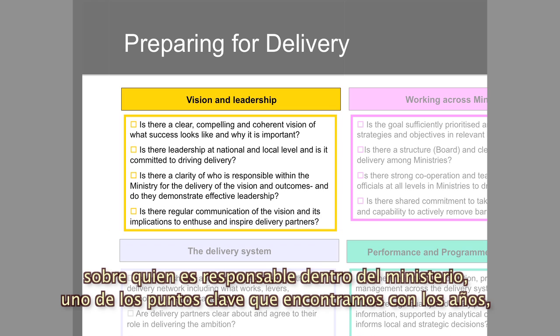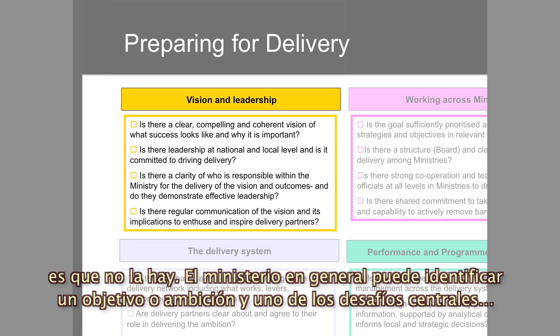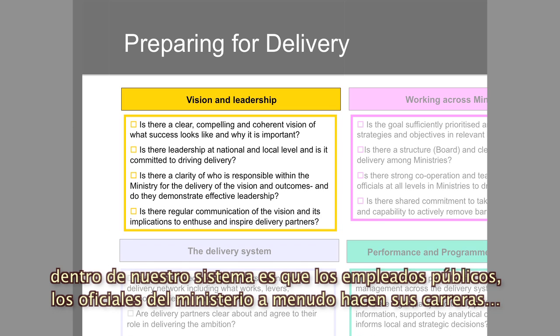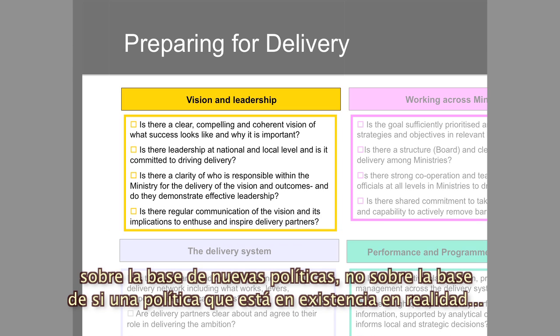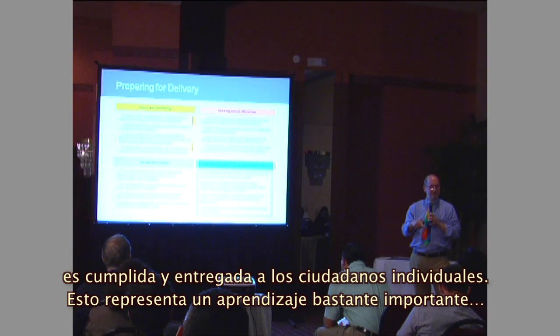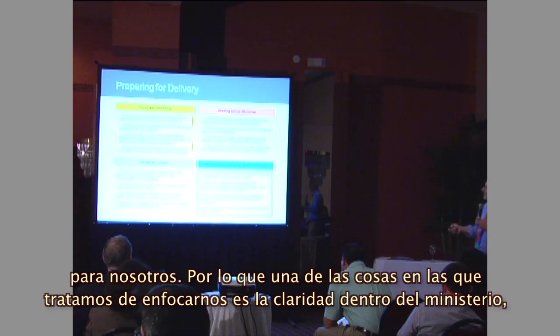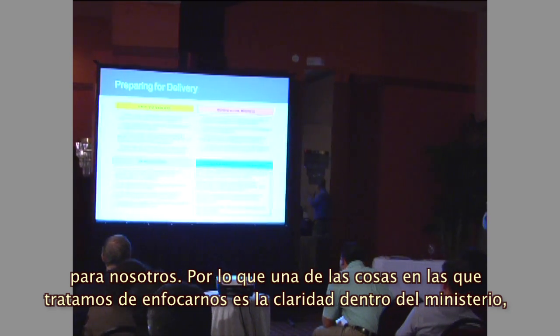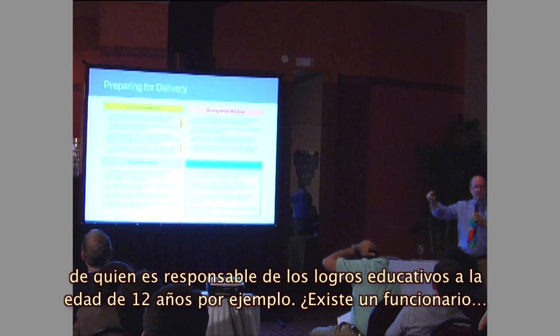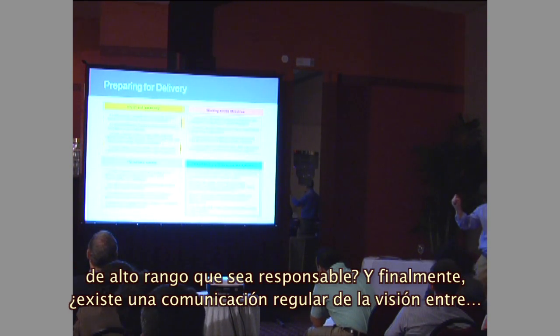All right? One of the key issues that we've found over the years is there wasn't. The ministry as a whole would identify an ambition, and one of the central challenges within our system is that civil servants, the ministry officials, very often make their careers on the basis of new policy, not on the basis of whether or not a policy that's been in existence is actually delivered to individual citizens. That's a really important bit of learning for us. And so one of the things we've tried to center on is: is there clarity within the ministry of who's responsible for educational achievement at age 12? Is there a senior official who's responsible for that?